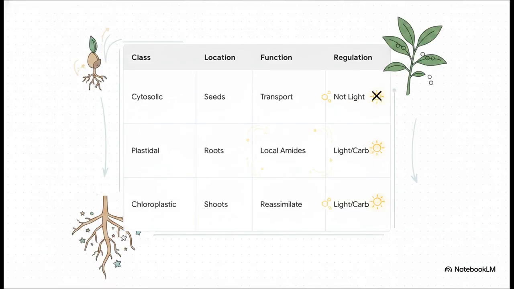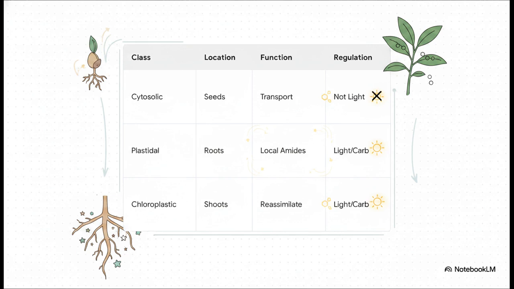So the crucial point here is that not all glutamine synthetase is created equal. Plants actually have 3 highly specialized classes of GS, strictly separated by their cellular location and biological purpose. Cytosolic GS is super busy in germinating seeds and vascular bundles managing intracellular nitrogen transport. And interestingly enough, it isn't regulated by light.